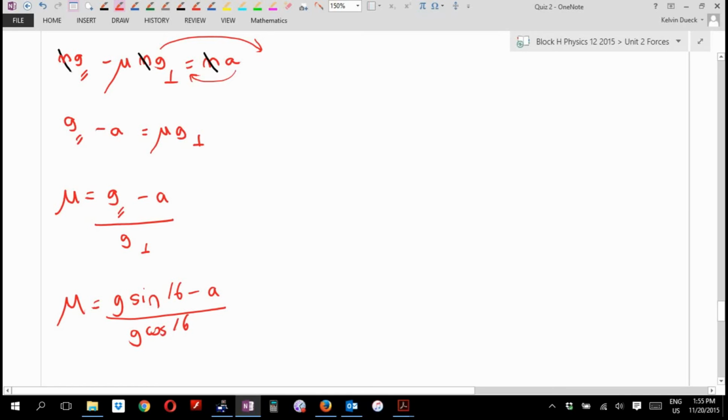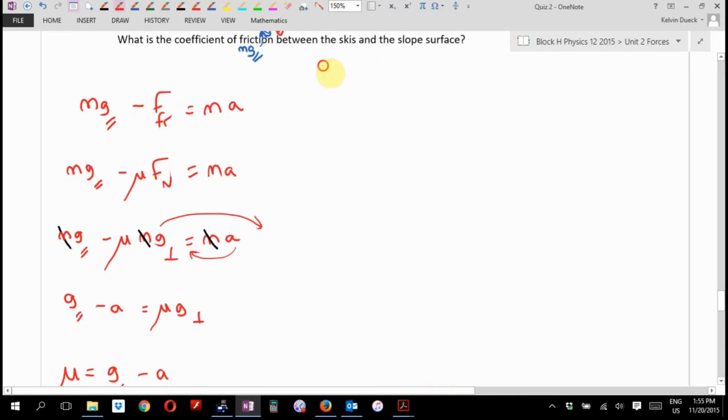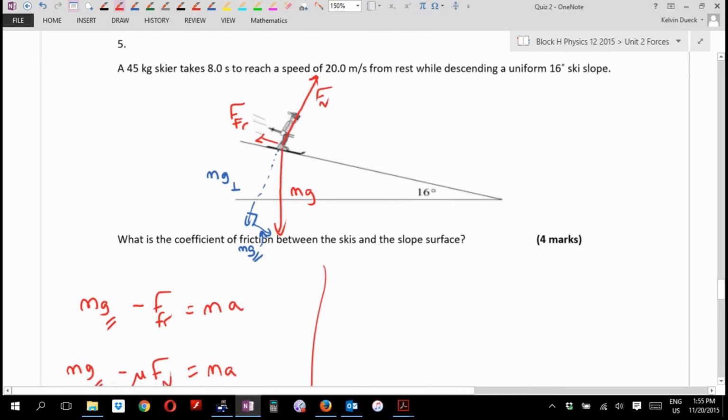Oh, rats. What don't I know? So even though this question said find mu, what's it really asking me to find? Now, I can't find acceleration using forces. Maybe unit 1. Maybe I can. You know what? Let's go see. Oh, cool. Oh, this is good. This is good.